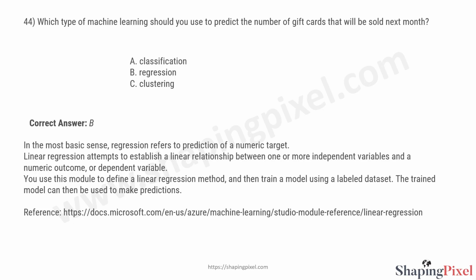In the most basic sense, regression refers to prediction of a numeric target. Linear regression attempts to establish a linear relationship between one or more independent variables and a numeric outcome, or dependent variable. You use this module to define a linear regression method and then train a model using a labeled dataset. The trained model can then be used to make predictions.